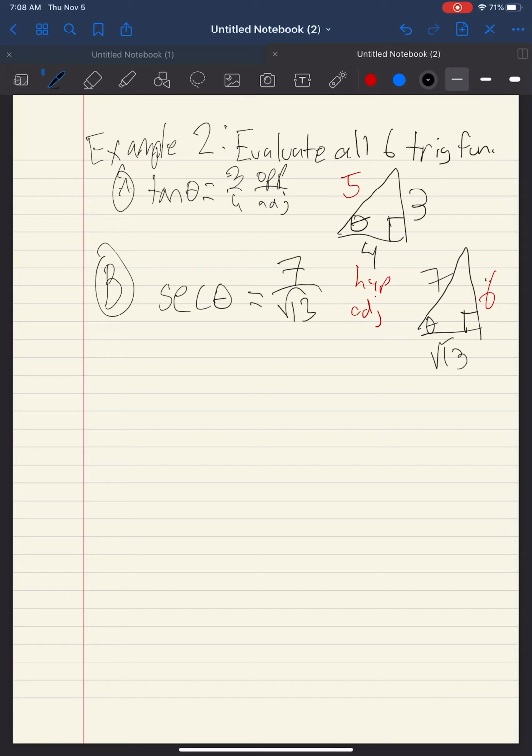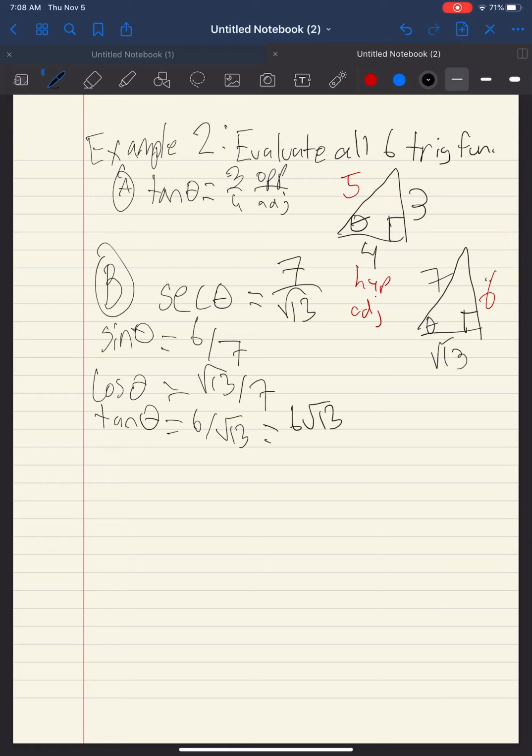And after that, we could just find our trig functions. Sine will just be opposite over hypotenuse, which is 6 over 7. Cosine was a little easier to find because you could have just done the reciprocal of this, and that would be square root of 13 over 7. And then tangent theta would have been opposite over adjacent, so it would have been 6 over square root of 13. Just remember to simplify because we can't have a radical in the bottom. So we would get 6 square root of 13 over 13 once we simplify that.